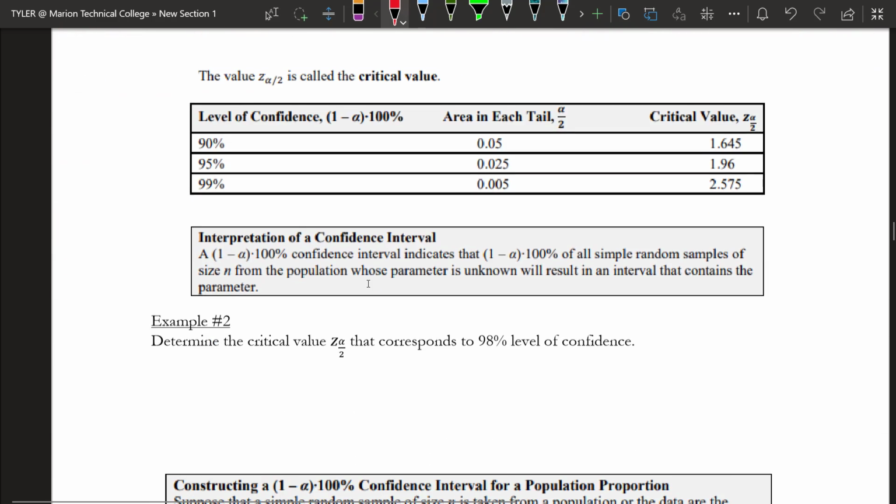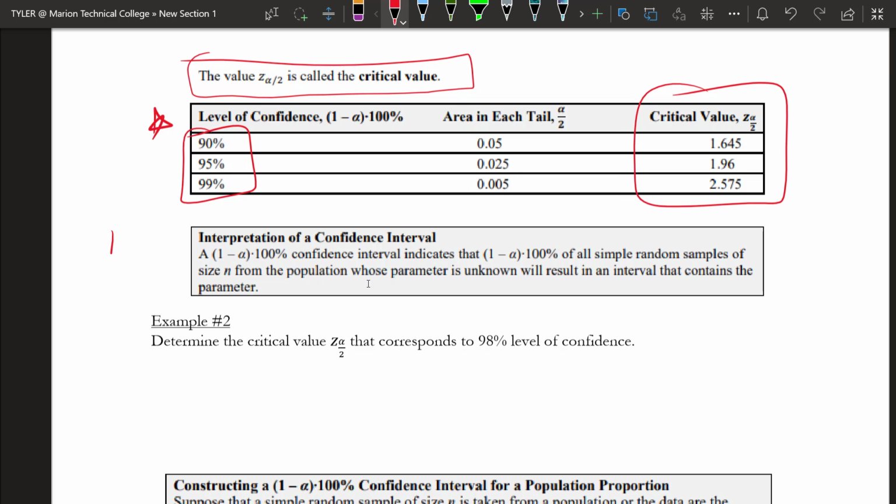Right, and as I said, this value z sub alpha divided by 2, that's called the critical value, right? So we have this table. This is a table of common levels of confidence. So 90, 95%, 99%. These are commonly used. If we know the level of confidence, we can find their critical values.